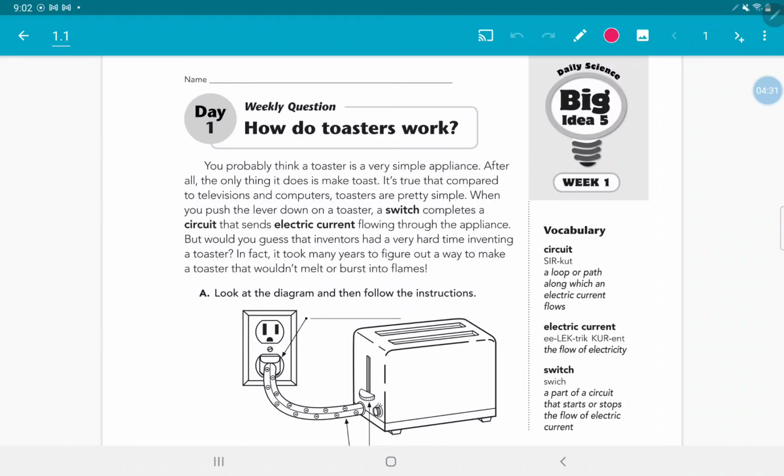And then we have the switch, just a part of a circuit that starts or stops the flow of the electric current. So we talked about how that works in a toaster. Where else would we have a switch that would start or stop the flow of electric current? Olivia? For light bulbs. Yeah, we have light switches, don't we? If I turn the switch on, that starts the current or the circuit. It allows the electricity to flow, which makes the lights come on.